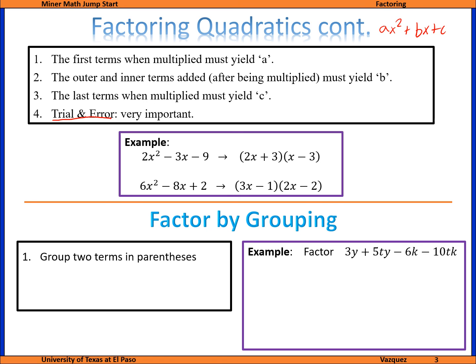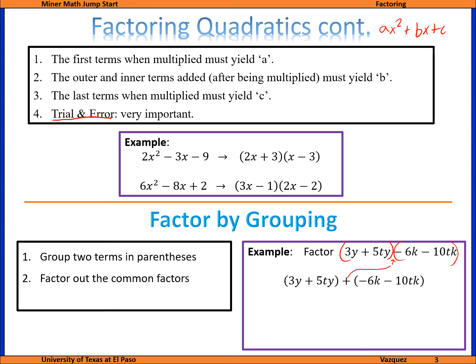First things first is to group two terms in parentheses. So what does that mean? That means it's going to look like this. We have the first two terms in parentheses, the second two terms in parentheses, and right here in the middle will be a plus sign. So 3y plus 5ty in one parentheses, and then the next two terms in the other parentheses.